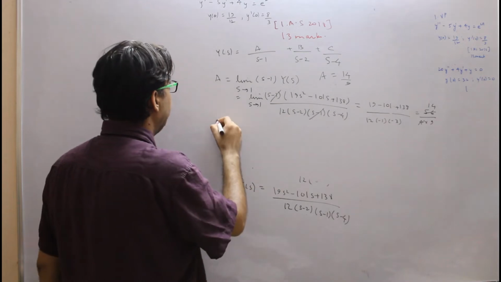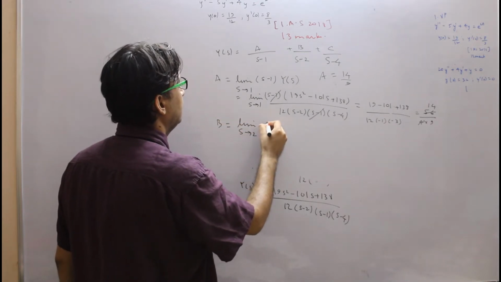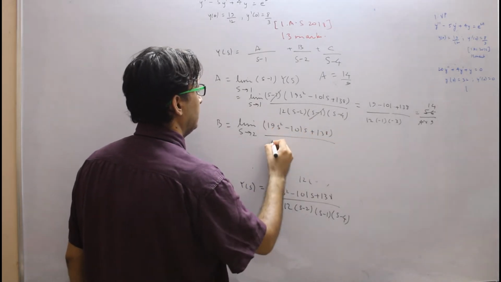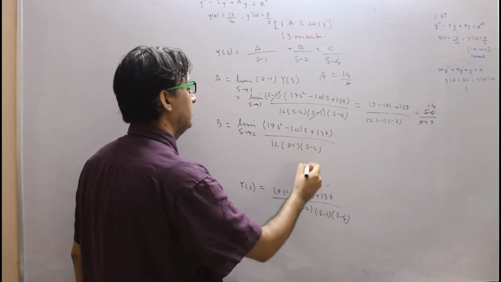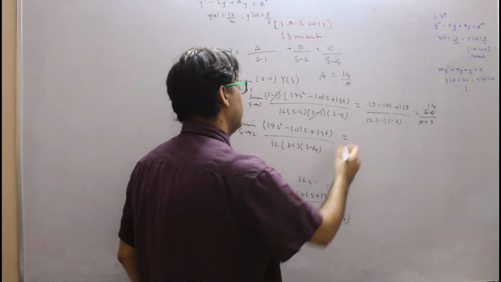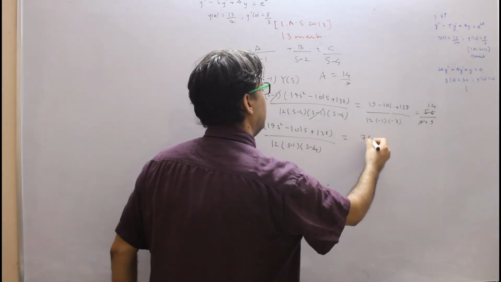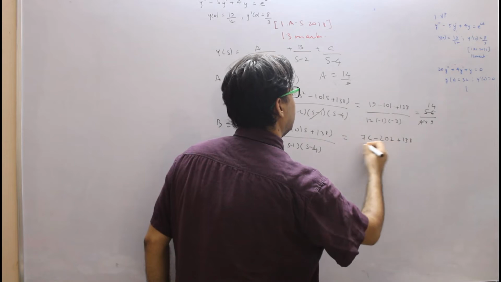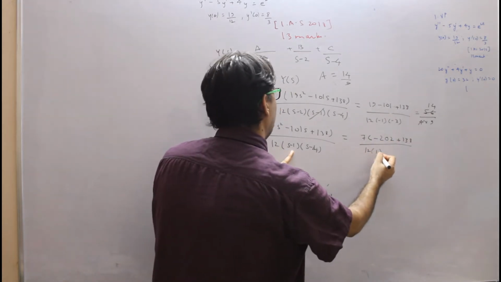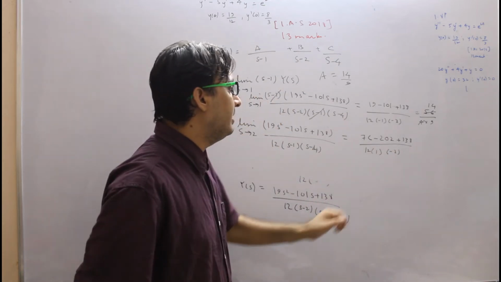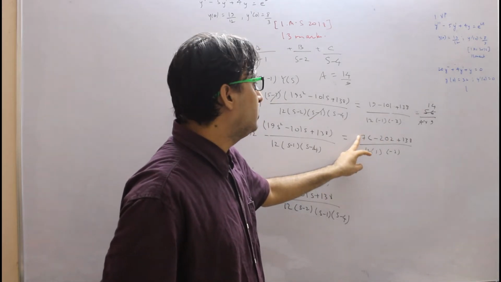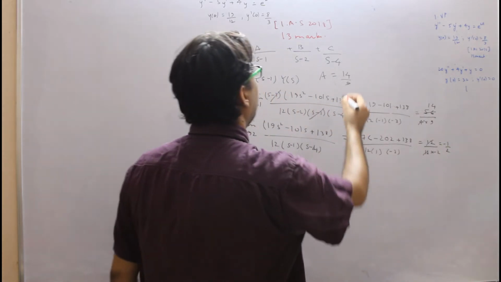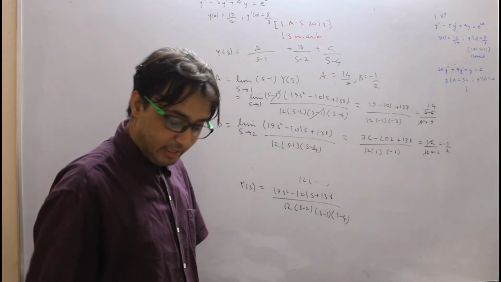Similarly, we will find the value for b. This is limit s tends to 2, and we can write it directly: 19 s square minus 101 s plus 138 over 12, and we have cancelled s minus 2 here. So if we put the value, what will we get here again? 19 into 4 is 76. 76 minus 101 into 2 is 202, plus 138 divided by 12. 2 minus 1 is 1. 2 minus 4 is minus 2. So if we add 138 with 76, what do we get? We get 214, and 214 minus 202 is 12. So we get 12 by 12 into minus 2. So we get our b as minus half.